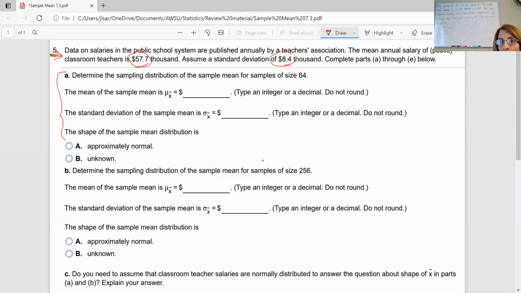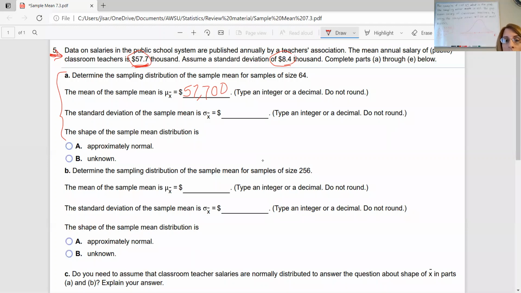So you take samples of size 64. You're going to get a sample mean every time you take one of these samples of size 64. And this sample mean, this X bar, is going to have a distribution. The mean of that distribution, so the mean of X bar, is going to be the mean of the population. This equation is given to you on your equation sheet, so that part's not bad. That's going to be the 57.7 thousand, and I'm just writing it out the long way in the thousands.